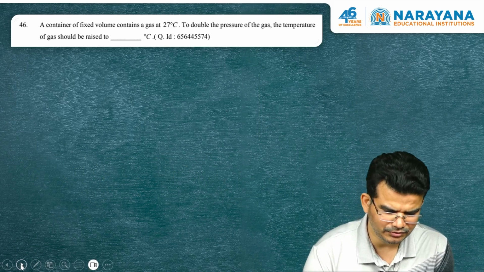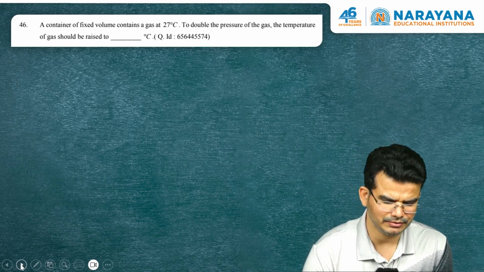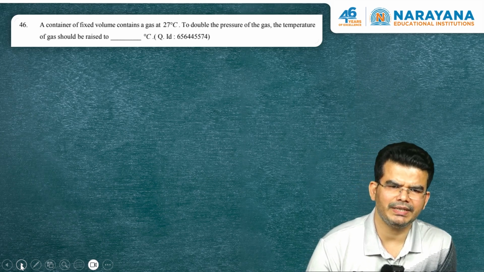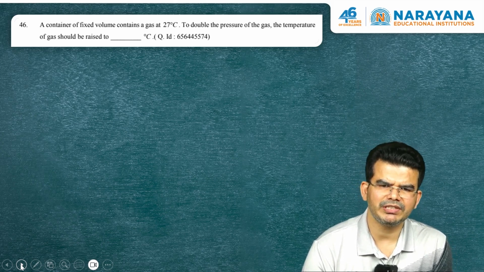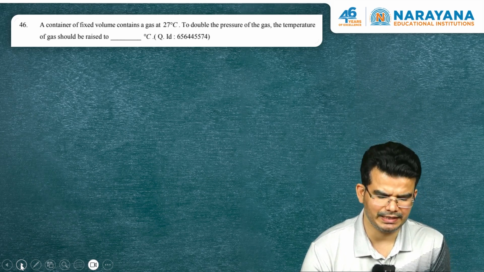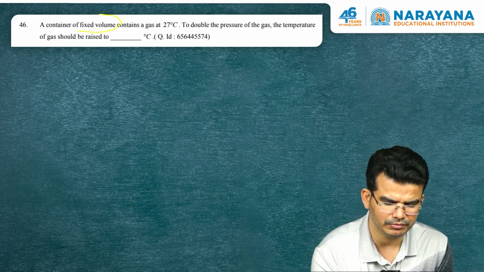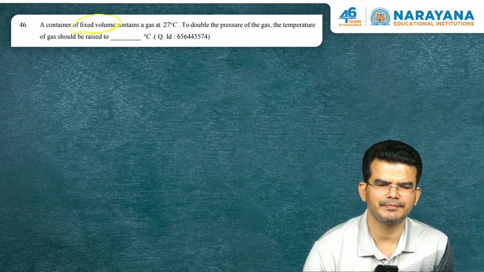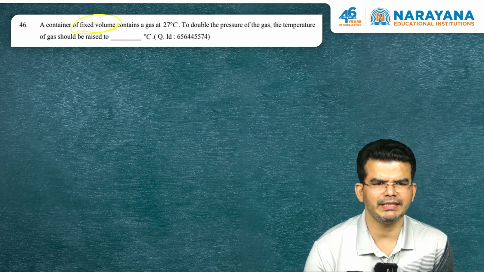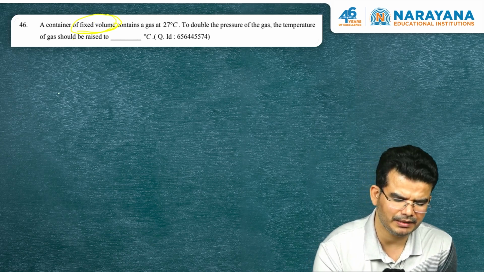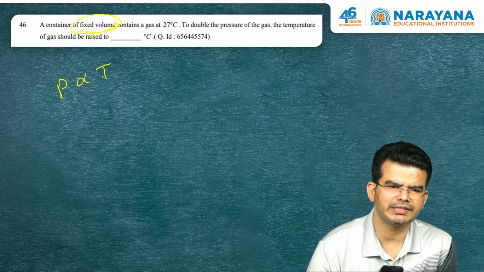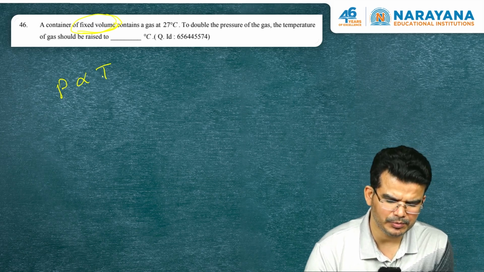Now we are in teaser questions. First question. A container of fixed volume contains a gas at 27 degree centigrade. To double the pressure of the gas, the temperature of the gas should be raised to what, in degree centigrade? First of all, fixed volume means volume is constant. So, we can apply the basic relation: pressure is directly proportional to temperature, correct or not?